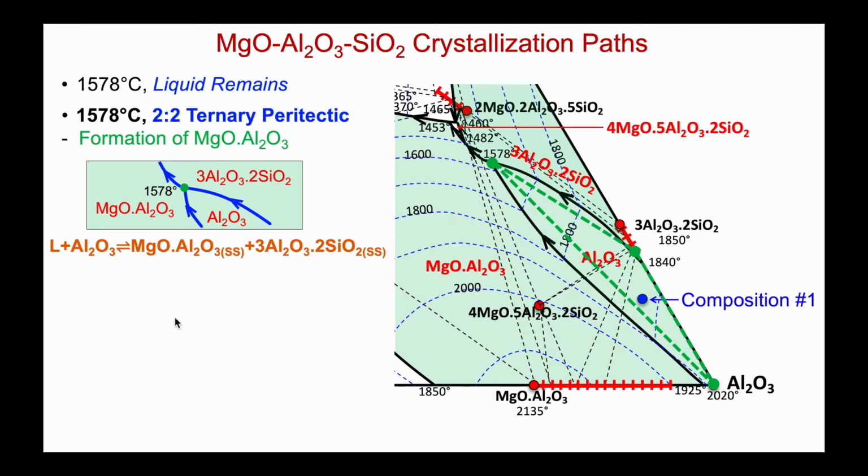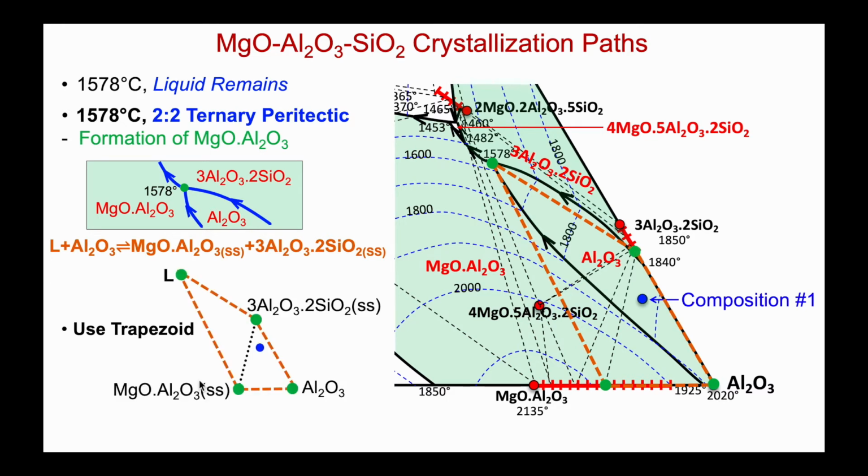When four phases coexist, we use a trapezium. So let's get rid of the tie triangle, and now in brown I've highlighted the compositions of the four phases that coexist at this peritectic. The liquid, the spinel solid solution that is now forming as a result of that peritectic reaction, Al₂O₃, and the mullite that we had going into it. So again, let's pull that off the diagram, show it on the left. Here's the four phases coexisting.